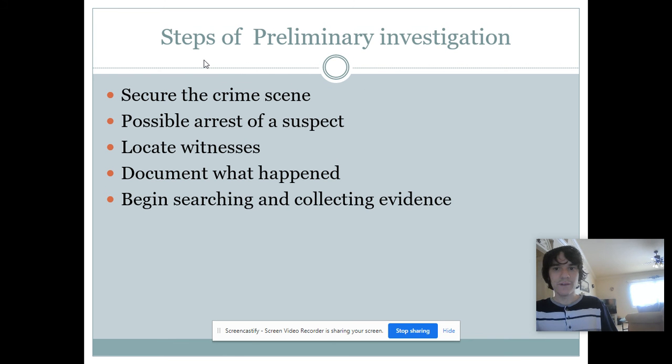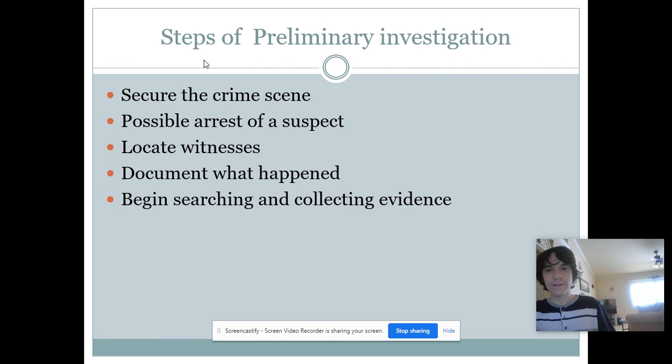Next is the steps of the preliminary investigation. The first thing the first responding officer needs to do at the scene is to secure the crime scene. Next, they need to look for a possible arrest of a suspect. Even though the crime already happened, the person who caused it may still be there, so it's important to keep an eye out for them.